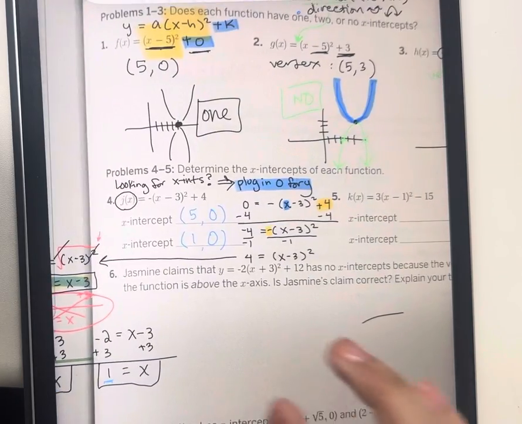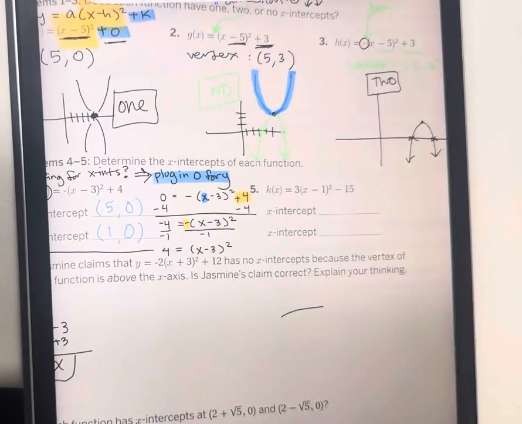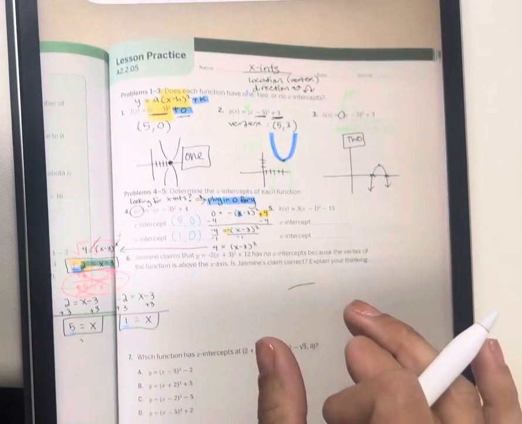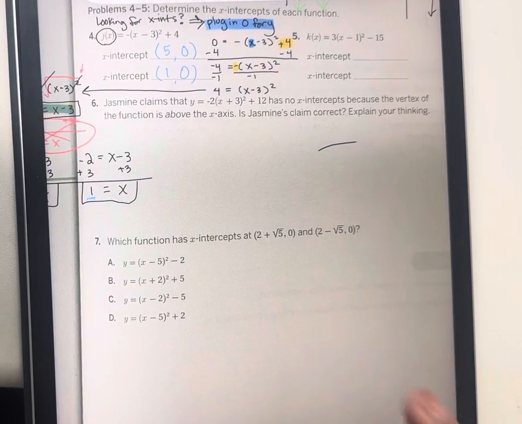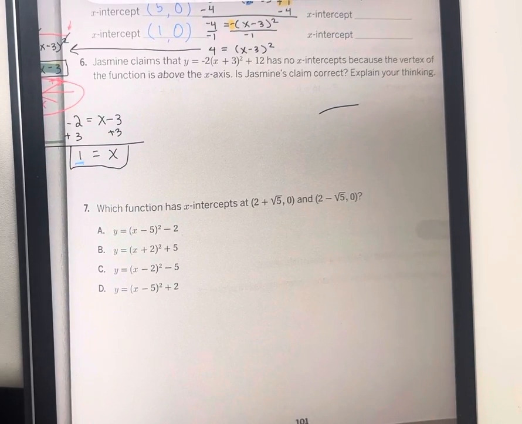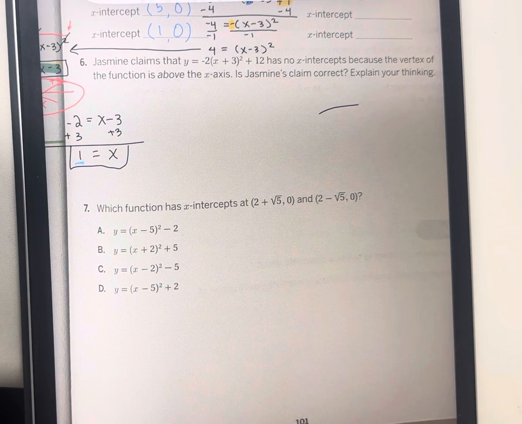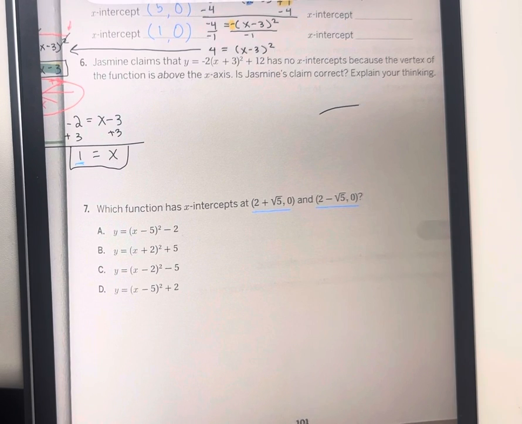We're gonna do it again. There we go. Okay. Do you guys want to do a different problem first? This one looks pretty good. Yeah. Number 7. Okay, so we're going to do number 7 in this video and then catch the rest of it in the next video. Okay. Which function has x-intercepts at this and this?